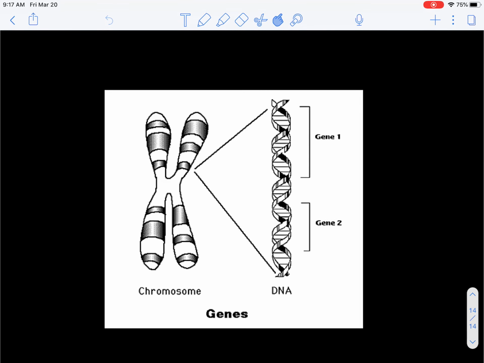The last slide of today's lesson, it's just showing you another large to small image. It's showing you a chromosome and 2 genes. So you have gene 1 and gene 2. And it just shows you how small the DNA is and how small your genes are.